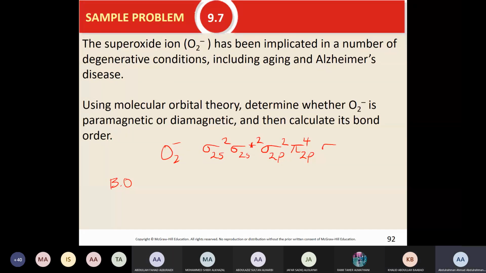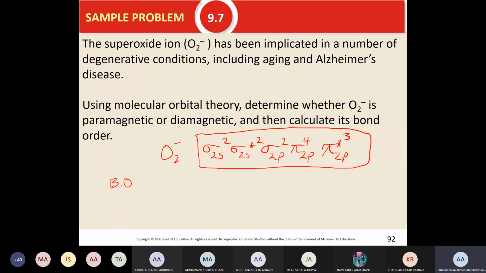Sigma star 2p. How many electrons? Three. You should be able to write this in the exam. You should know how to write this. I wrote it for you here, but you should be able to write it yourself. Is this clear? Now, what's the bond order?